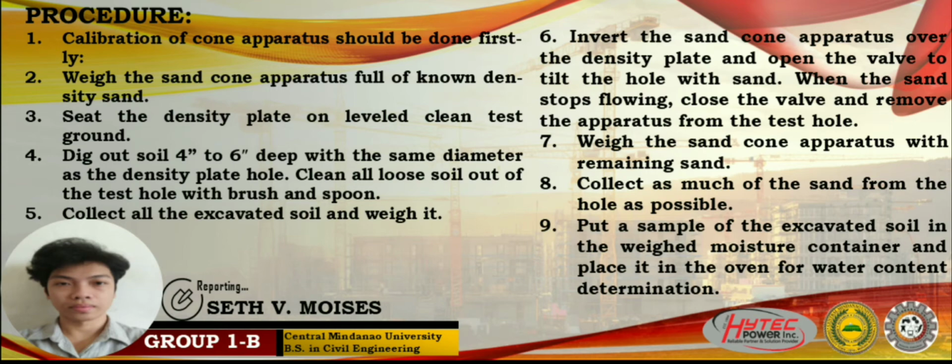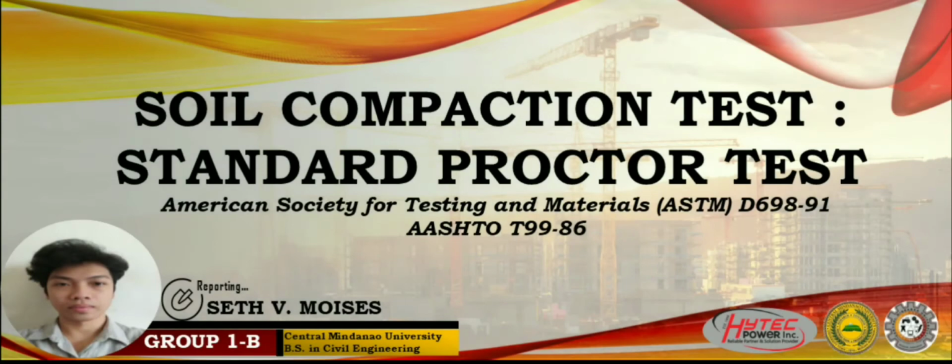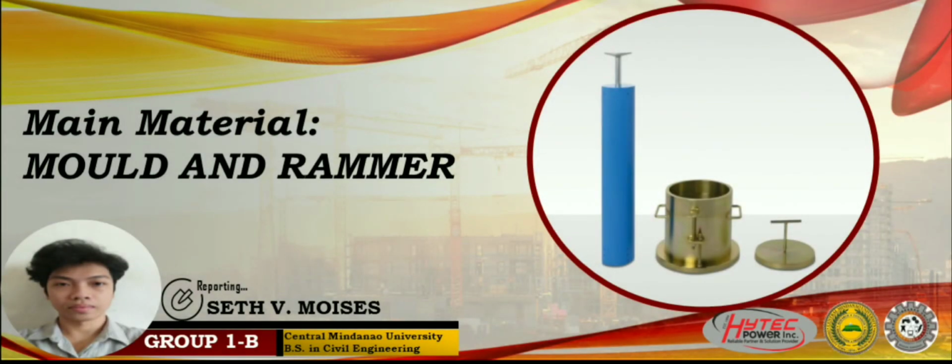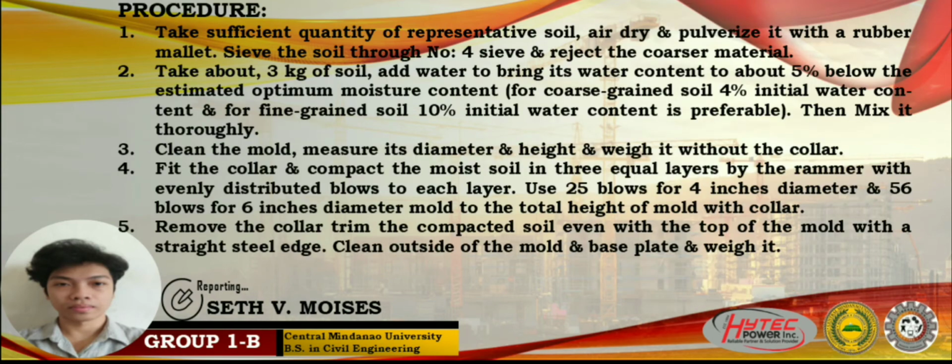The next type of compaction test is the standard Proctor test, ASTM D698 or AASHTO T99. The main equipment used for this test are the mold and rammer. It is used to determine the relationship between the moisture content and density of compacted soil. You can also read on your own the procedure of this test.